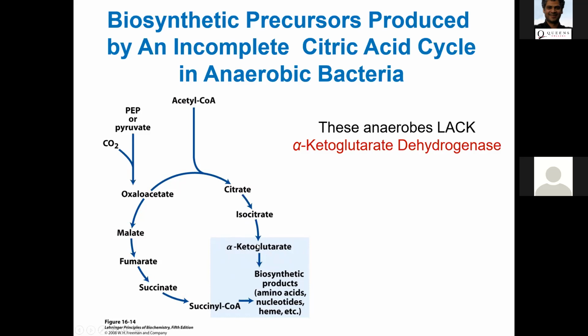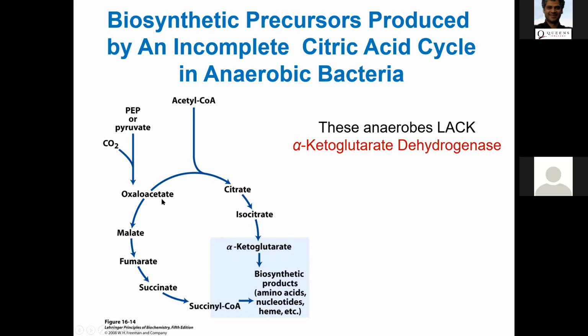And alpha-ketoglutarate is a very important metabolic intermediate, a metabolite. You can utilize it, and bacteria do, to make certain amino acids. For example, you can make glutamic acid, and from there you can make some other amino acids, right?